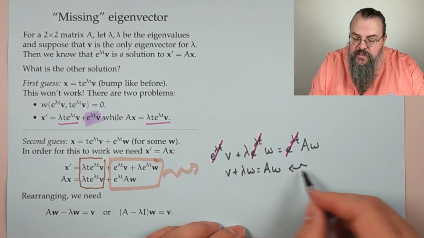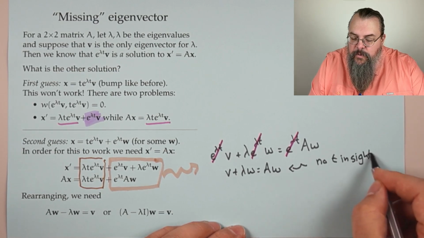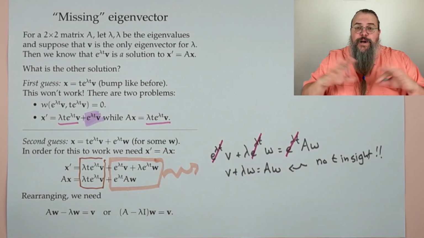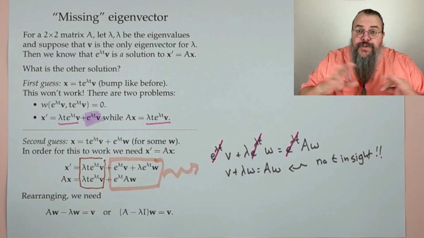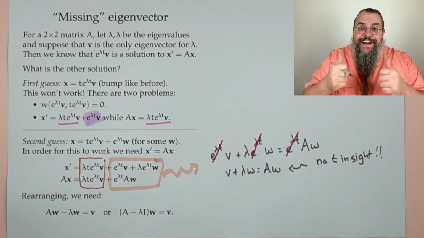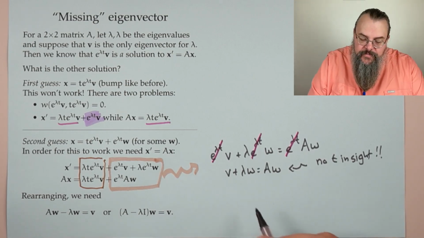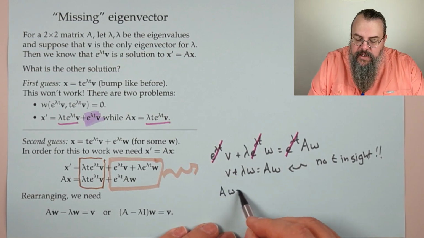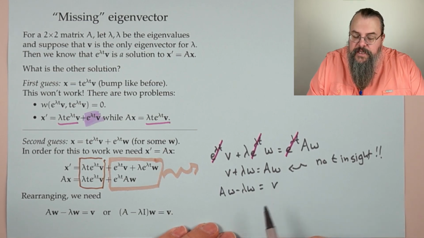And the cool thing is there's no t in sight. Well, why is that nice? Well, it means this is no longer a problem about calculus or functions. It's purely just an algebra problem, a matrix problem. Nice. Okay, so we're almost to where we have our rearrangement. So what do we want? We want A times w minus lambda times w is equal to our vector v.